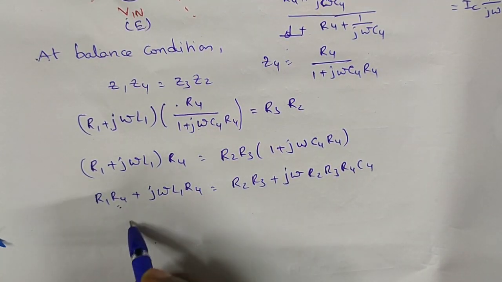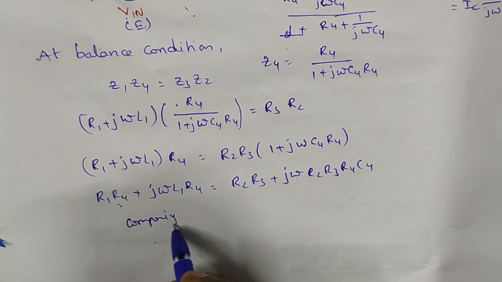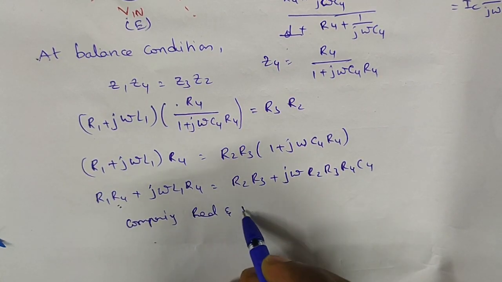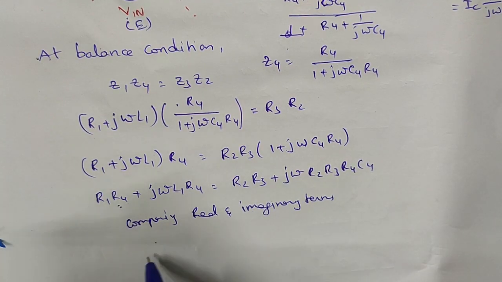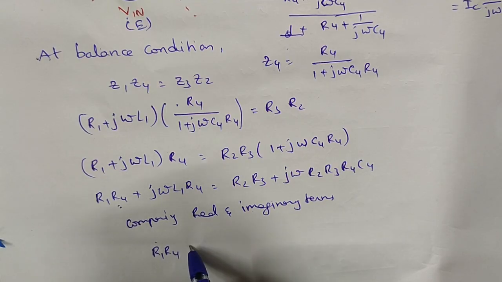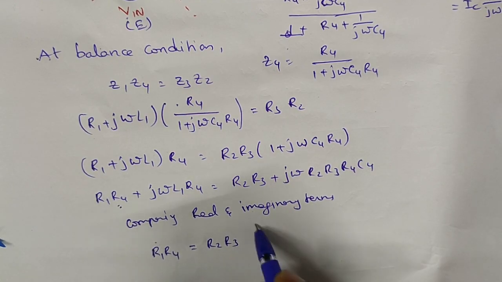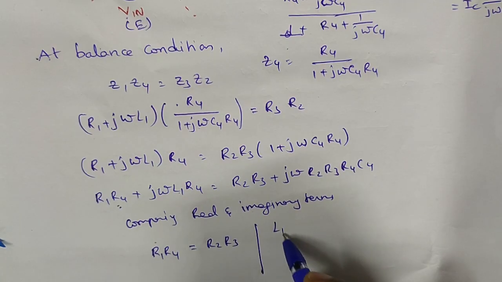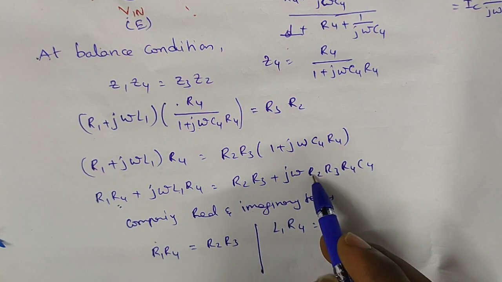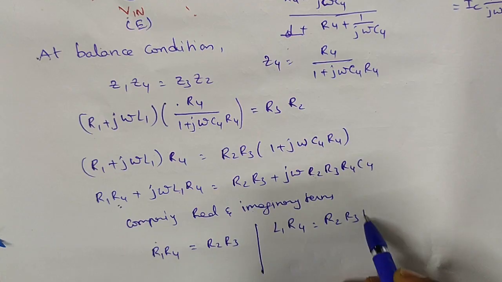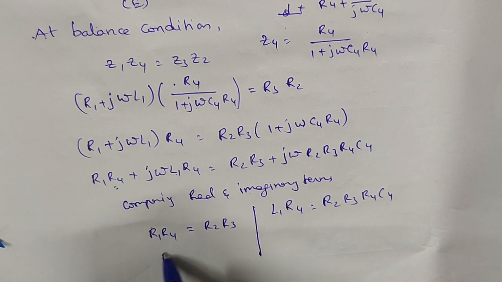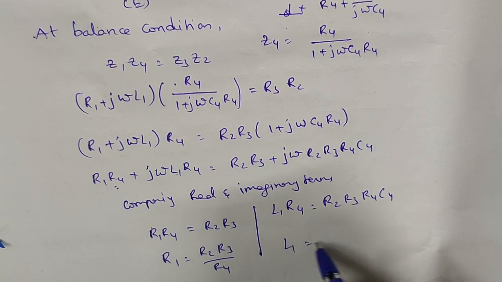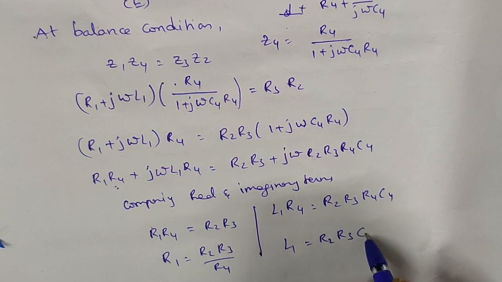Then comparing real and imaginary terms. Real terms are R1 R4 is equal to R2 R3. Imaginary terms are L1 R4 is equal to R2 R3 R4 C4. Therefore R1 will be R2 R3 by R4, L1 will be R2 R3 C4.